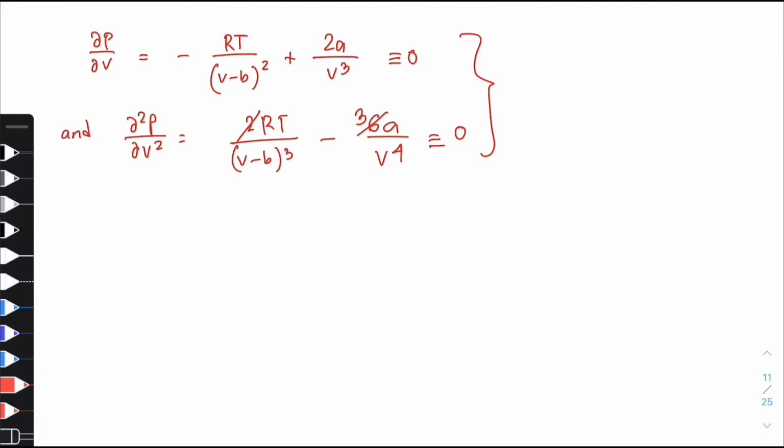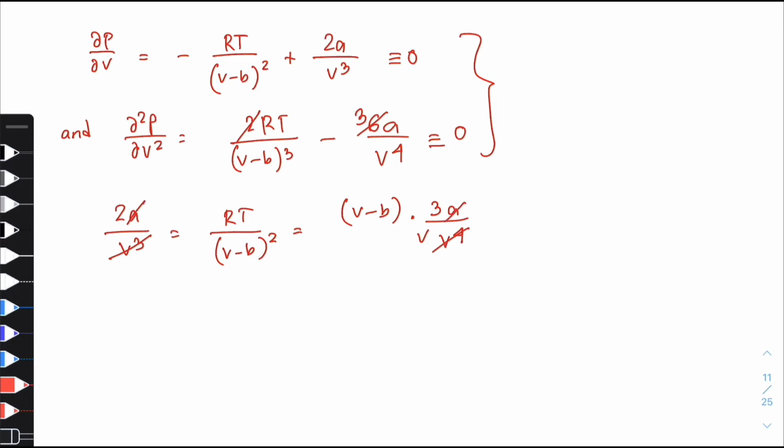So let us eliminate RT first. From the first equation we can write 2a by V cubed is equal to RT divided by (V minus b) whole squared, and that can be written as (V minus b) times 3a by V to the power 4. V cubed cancelled here, so V only remains and a gets cancelled. So we have 2V is equal to 3V minus 3b, or V is equal to 3b.